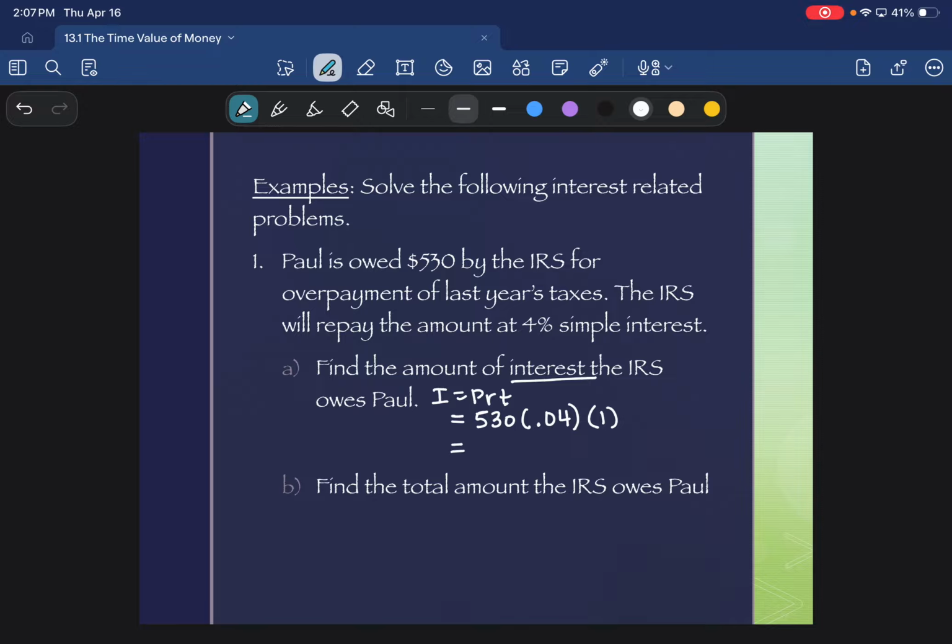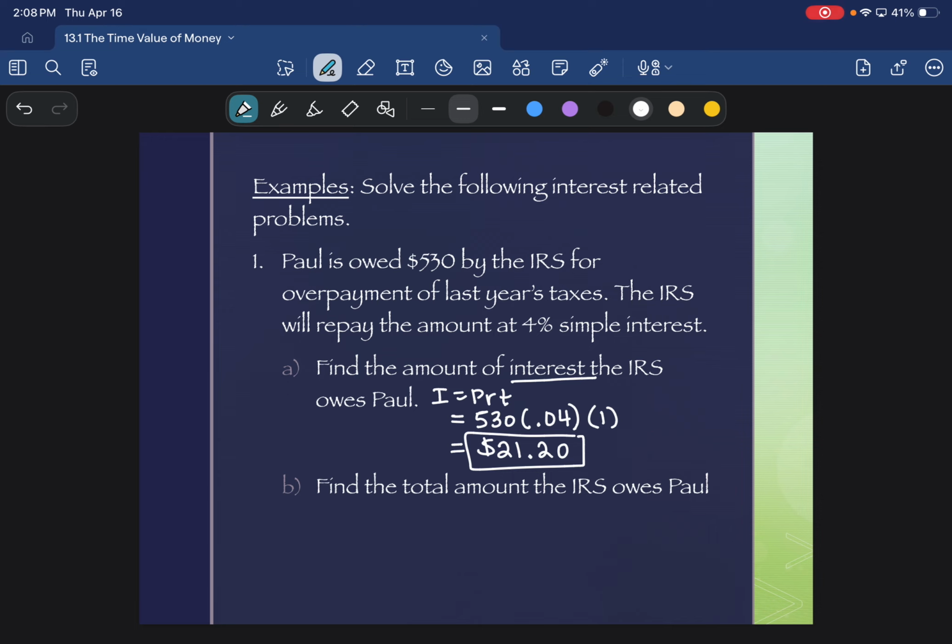For everyone then, I'd like for you to enter this into the calculator. Obviously, you don't really have to enter times 1. That doesn't change the value in this one. But we need to know what is 530 times 0.04. Yep. $21.20.